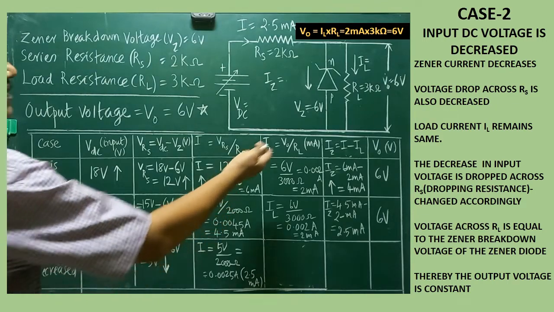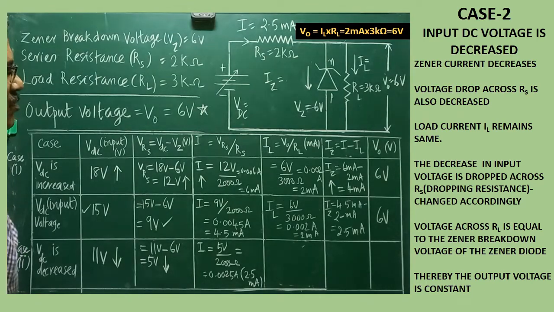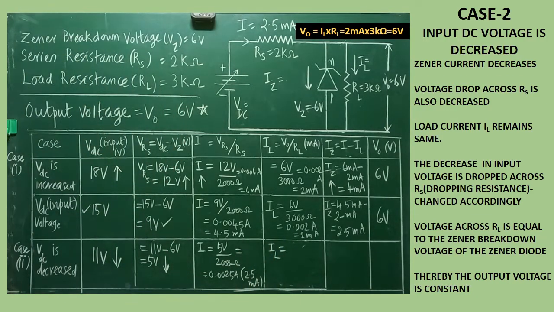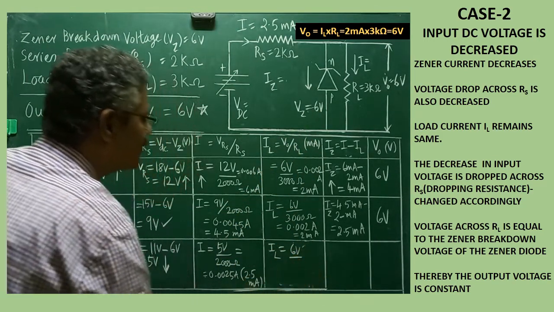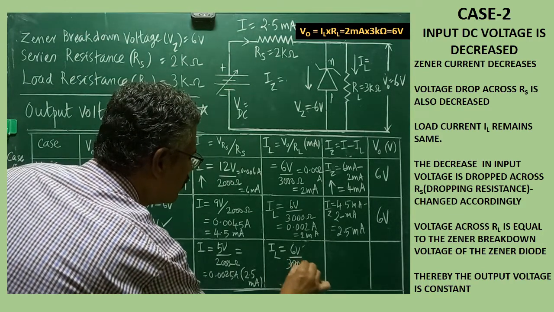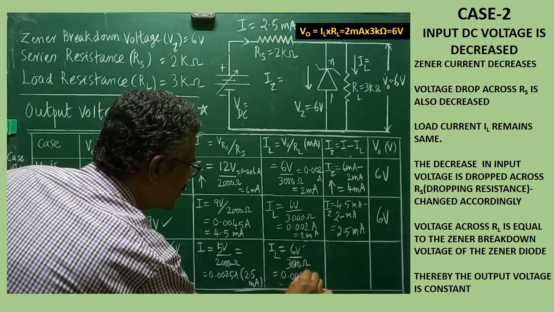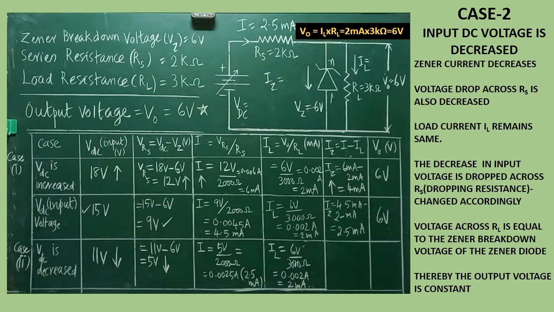That's very simple. Since the Zener breakdown voltage is 6 volt, the output also will be equal to 6 volt, because it is working in the breakdown region. Now IL will be equal to 6 volt divided by 3000 ohm, which is equal to 0.002 ampere, which is equal to 2 milliampere. So 2 milliampere amount of current is flowing through the load resistance. Are you clear?